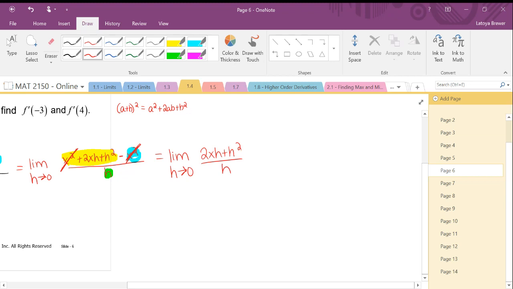Now, once you get to this step, I need to divide. I need to divide everything in that numerator by h. And that's going to give me the limit as h approaches 0 for, if I divide 2xh by h, those h's would cancel one another out. So that leaves me with 2x. And if I have h squared divided by h, that's just going to leave me with h.